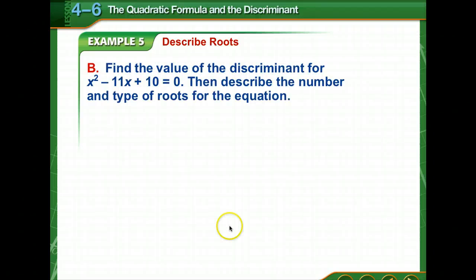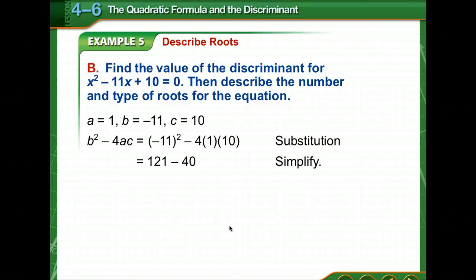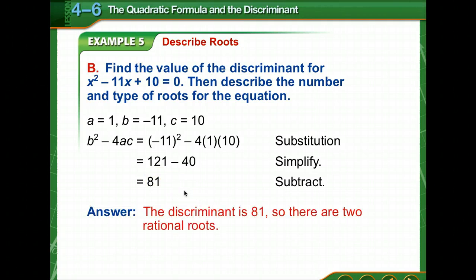Look at another one. A is 1, b is negative 11, c is 10. So we end up with 81. There are 2 rational roots because the square root of 81, that's a perfect square. So 2 rational roots.